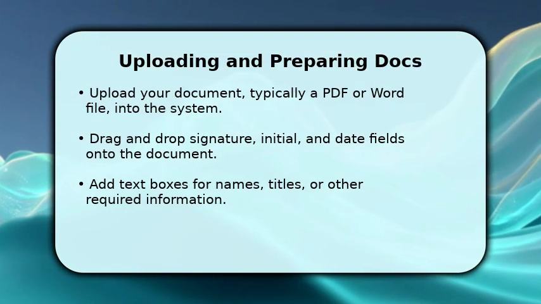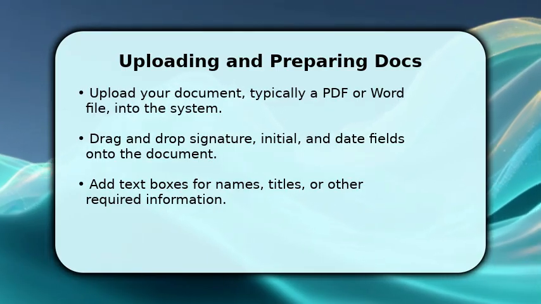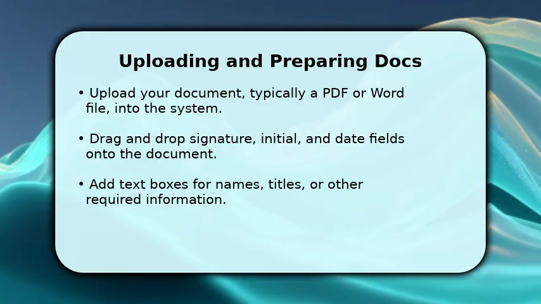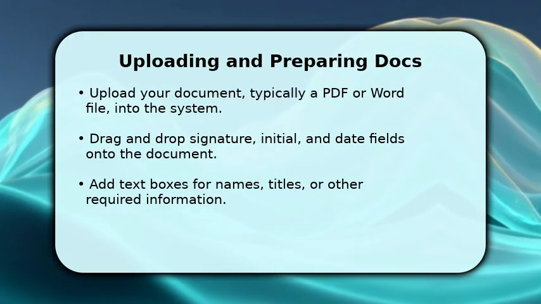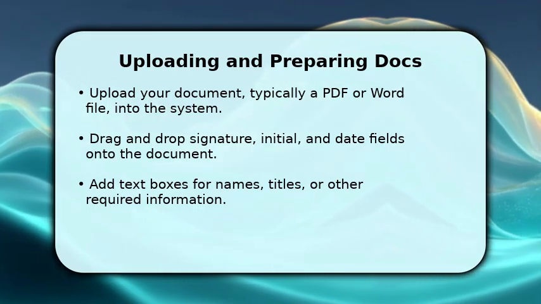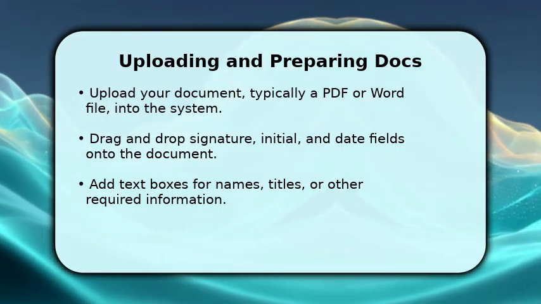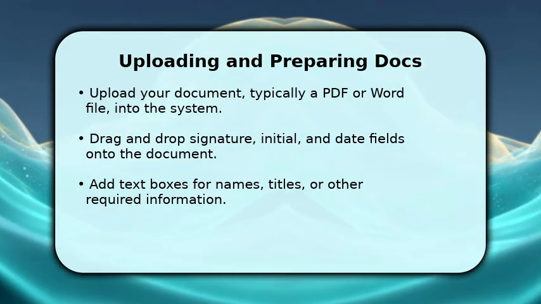Once your account is ready, the next step is to upload your document. DocuSign supports common formats like PDF and Microsoft Word files. After uploading, you'll use the intuitive interface to prepare it for signing. Simply drag and drop fields for signatures, initials, and dates onto the document. You can also add text boxes for specific information such as names or titles, ensuring every detail is captured accurately.